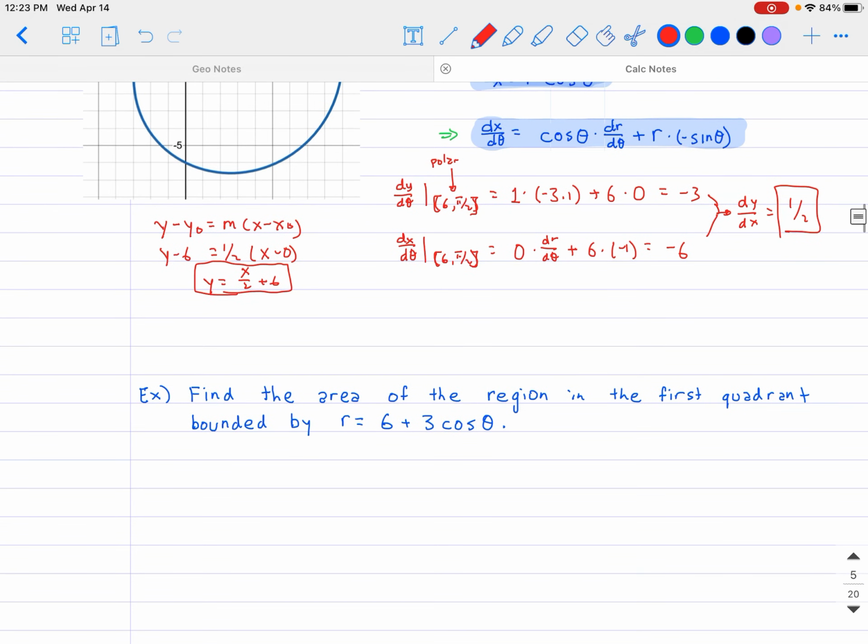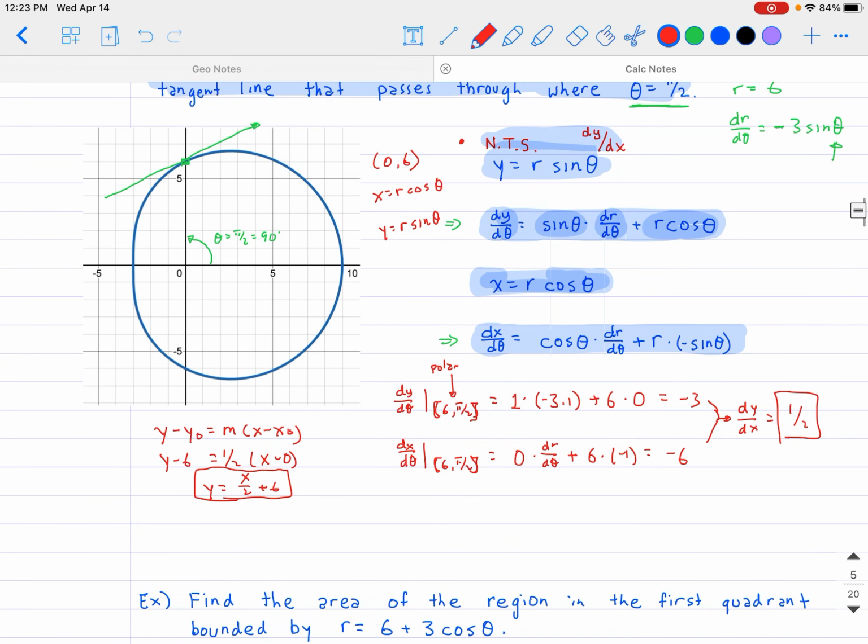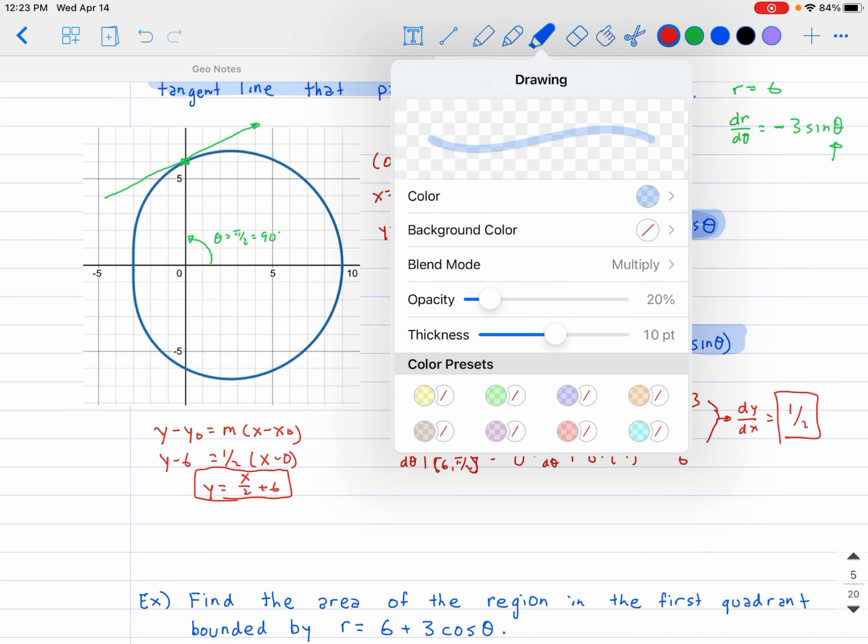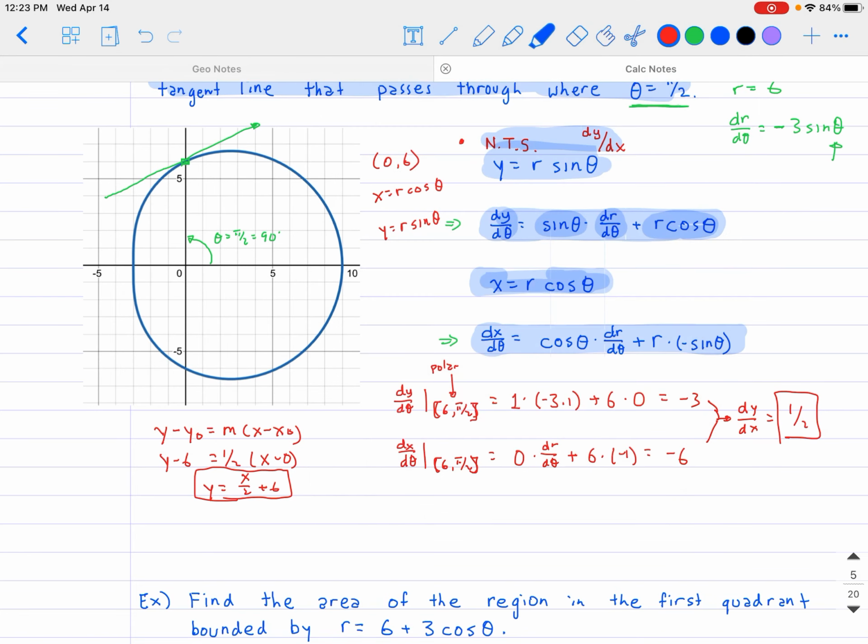Next, what I want to do now is find the area of the region in the first quadrant bounded by that curve, r is equal to 6 plus 3 cosine theta. So once again, we have the same curve right here. And what I want to find is the area of that curve within the first quadrant. So that means it's going to be this piece over here, and all the way over here, and so on. Okay, so there it is.